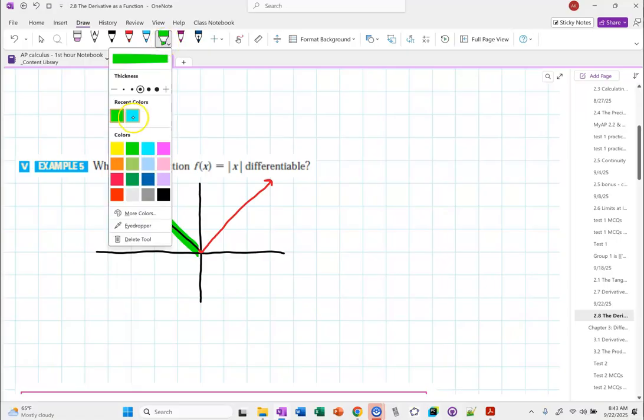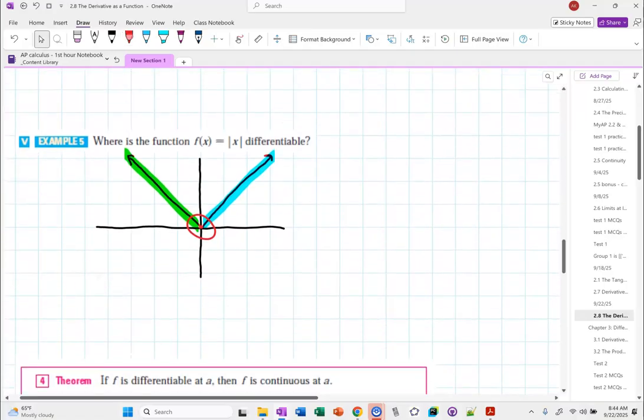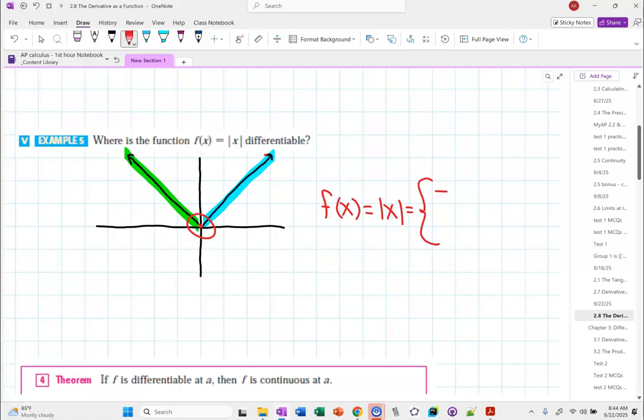Good. And what's the slope of the function on this interval? Positive 1. What's the slope there? Well, let's think about this. So f of x is equal to the absolute value of x, right? So that means we're negative x when x is less than 0, and it's positive x when x is greater than 0, right? That's our piecewise definition.